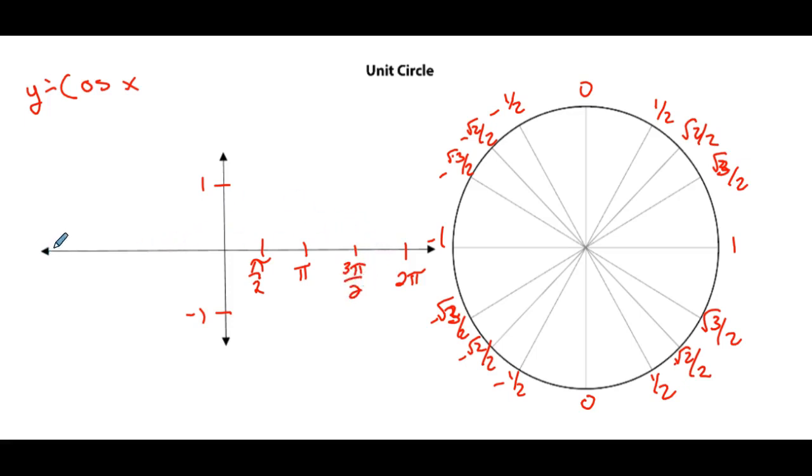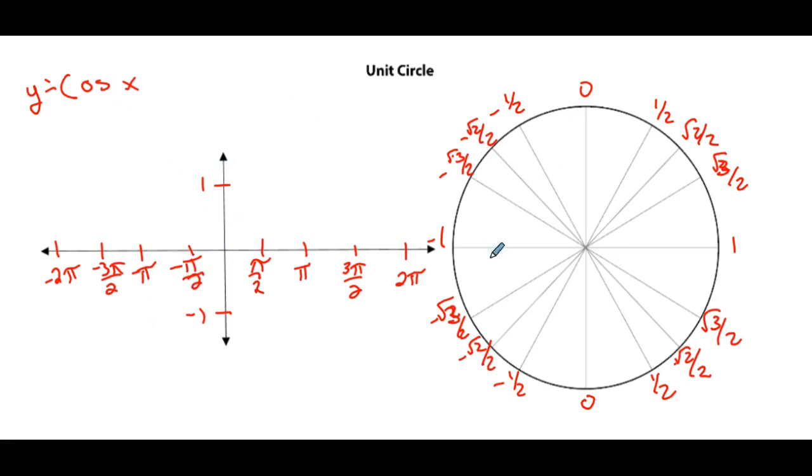And we can go backwards again. -2 pi, -pi, -3 over 2 pi, and pi over 2, -pi over 2.